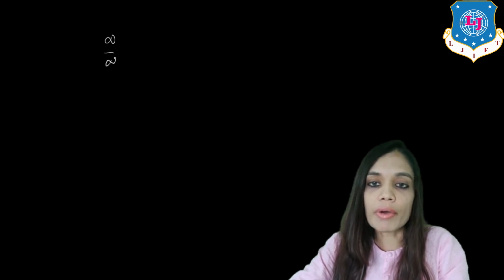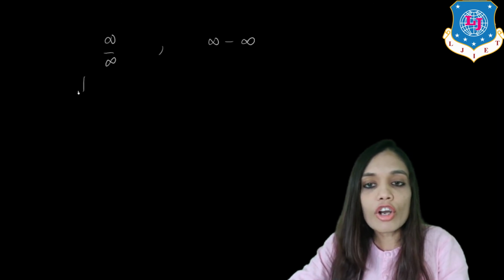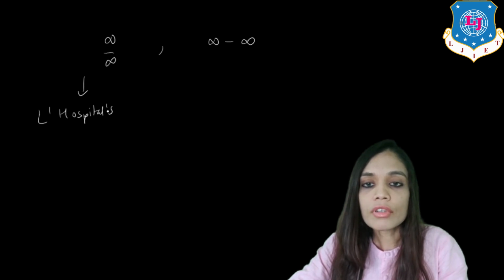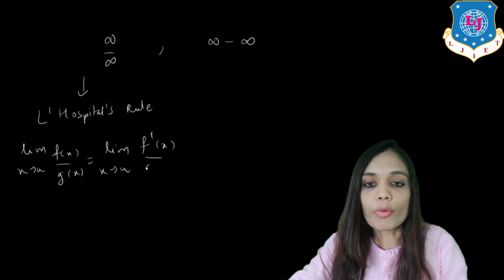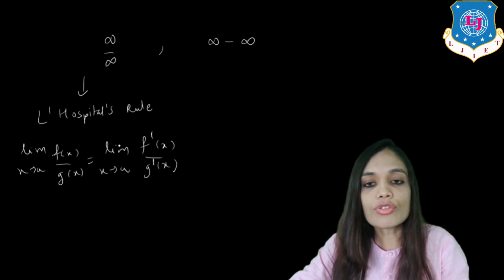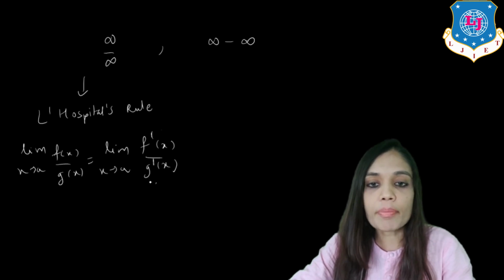So in today's session, we have studied two types of indeterminate forms. They are infinity by infinity and infinity minus infinity. Here you have to directly apply our L'Hopital's rule. The rule is what? Limit x tends to a, f of x upon g of x will be equal to limit x tends to a, f dash of x upon g dash of x, right? That is, you have to do the derivative of the numerator and denominator separately.